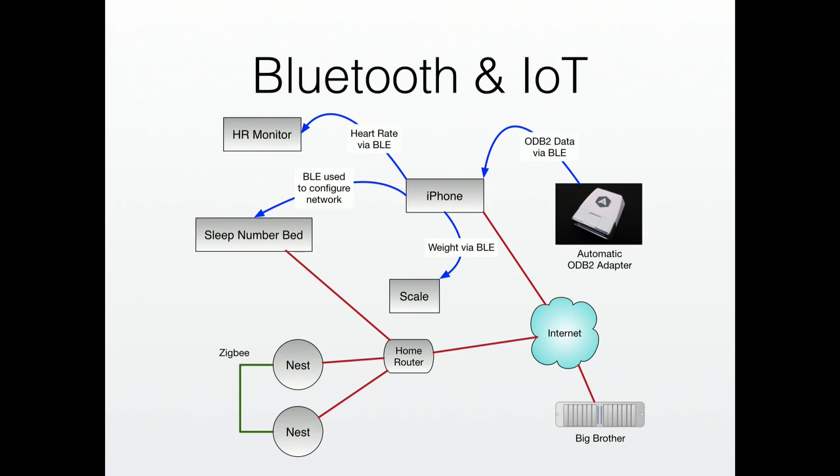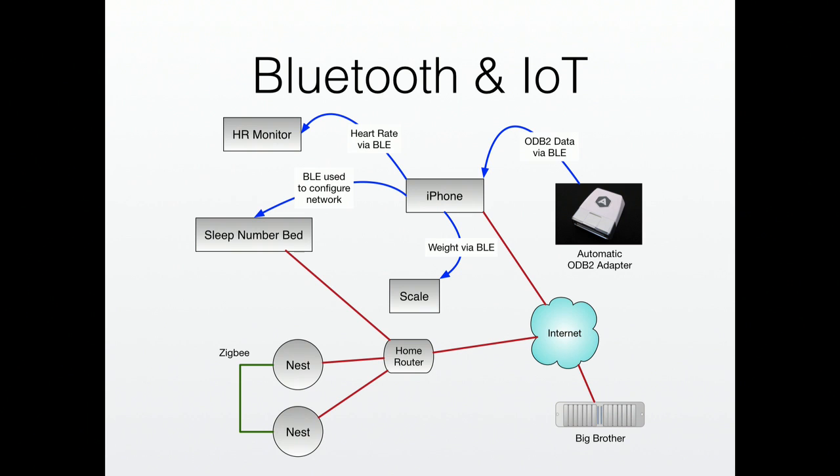So, Internet of Things, you know, that's a hot topic right now. I wanted to point out at least how Bluetooth plays in that world. If you look at this diagram, this shows things I've actually got in my house, or in my car. The Sleep Number bed, for example, uses Bluetooth to configure the network stack, and then it begins communicating through your home router, out to the internet, and then ultimately to some server where all that data gets captured. I've got a thing in my car called an Automatic OBD2 adapter, and that's interfacing with the port in the vehicle that they use for emissions inspections, and it pulls all sorts of data off the car, sends it through Bluetooth to my phone, and then my phone communicates up to the cloud.